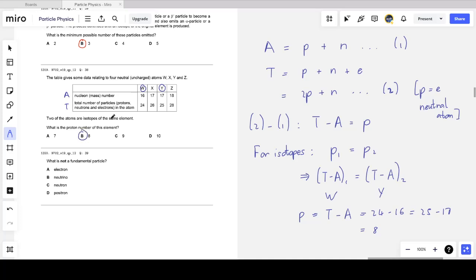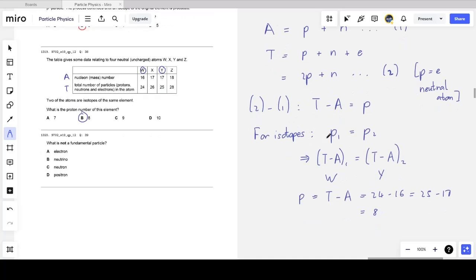So again, by process of elimination, by deduction, you can solve this problem, but mathematically, the mathematics will not fail you, and doing it correctly will give you the proton number of this element being 8. Okay, a little bit more out of the box kind of question.